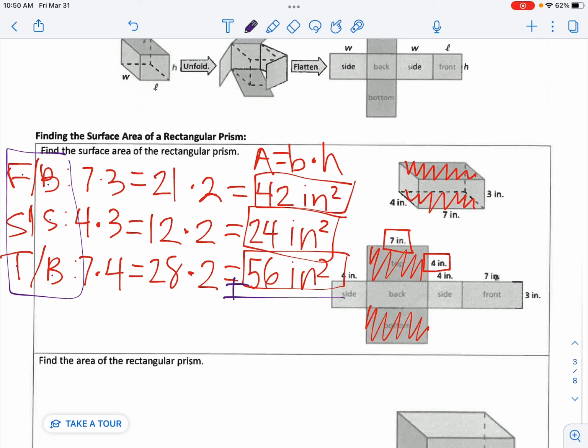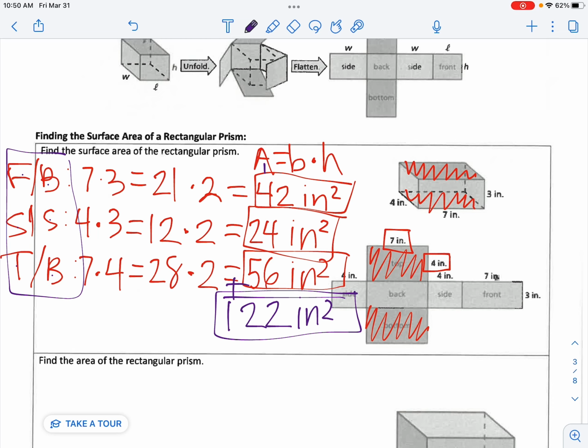And I know 6 plus 4 is 10, plus 2 is 12. Then we have 5 plus 2 is 7, plus 4 is 11, plus 1 is 12. So we get 122 inches squared. Okay. So all you're doing is finding the area of every side and then adding them together.